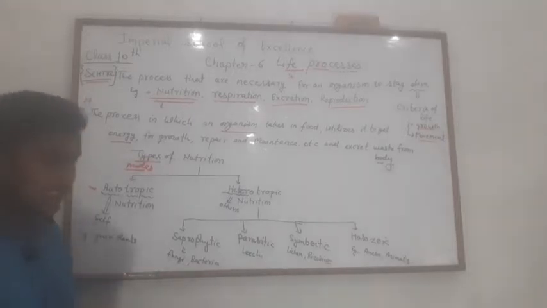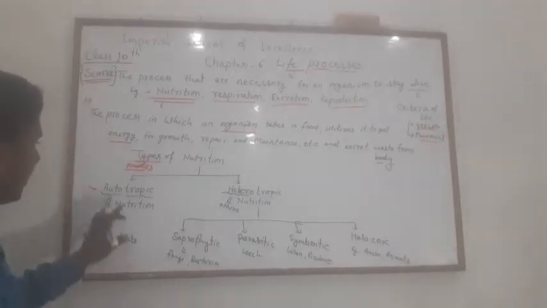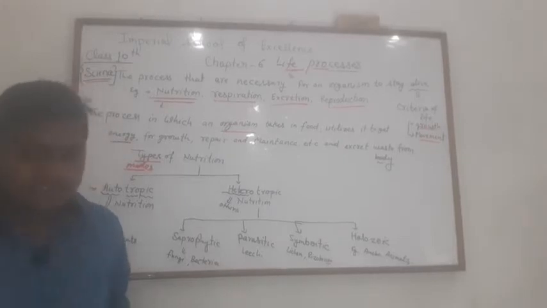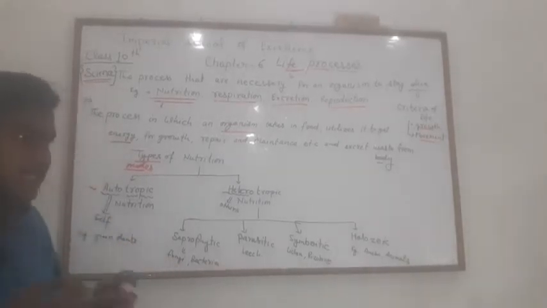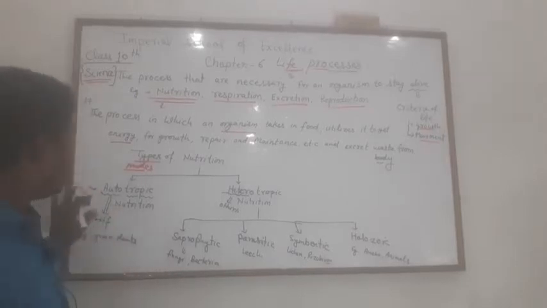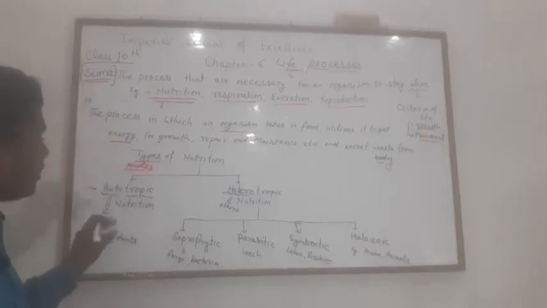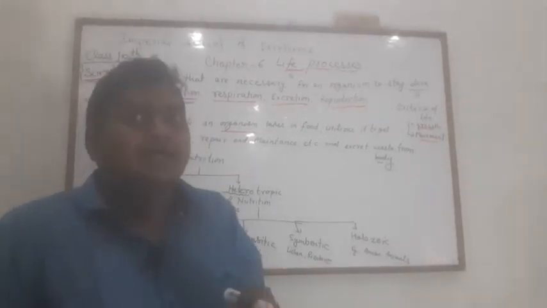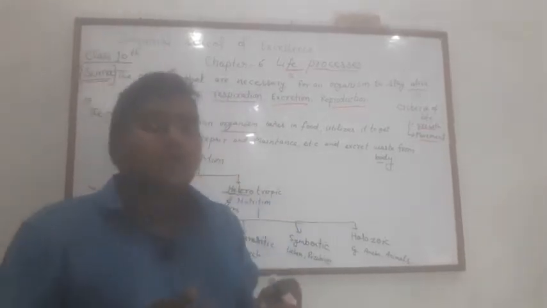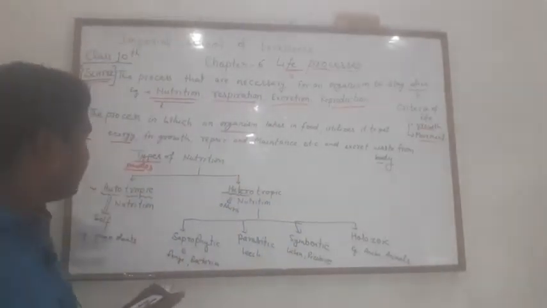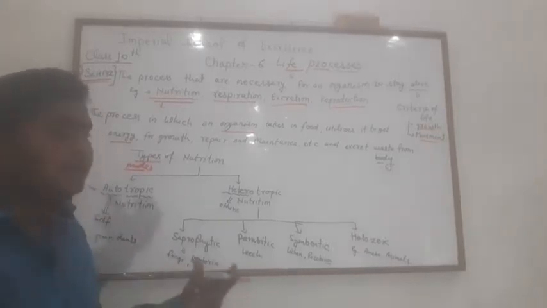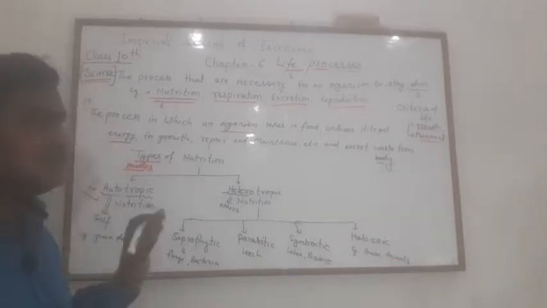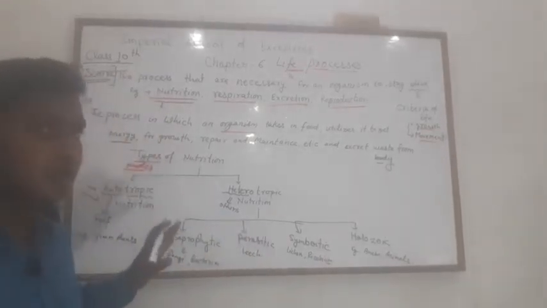See dear students, in autotrophic nutrition, auto means self and trophic means nourishment. Whenever you are getting nutrition by yourself, such type of nutrition is known as autotrophic nutrition. Autotrophic nutrition means self nutrition. So the organisms, the living things which make their own food, prepare their own food from raw materials, are known as autotrophs, and this mode of nutrition is known as autotrophic nutrition.